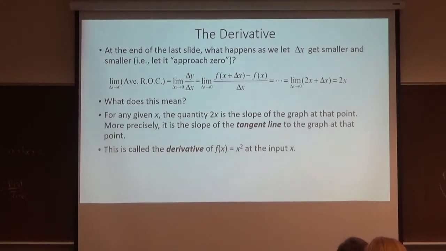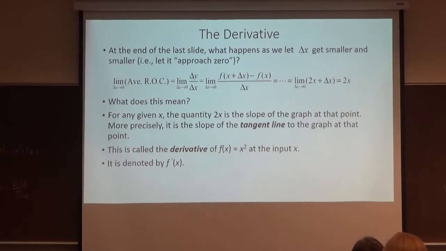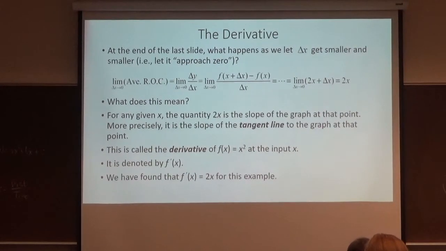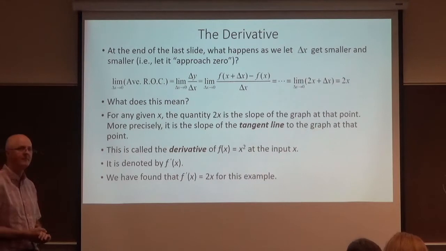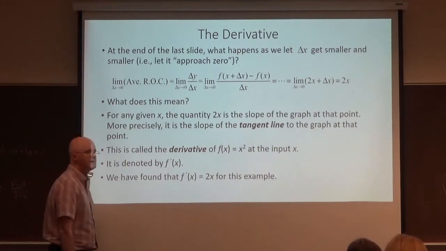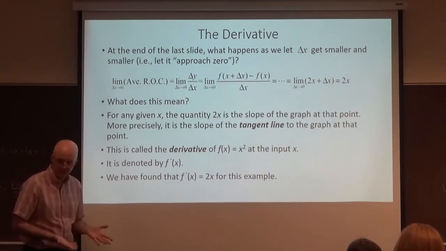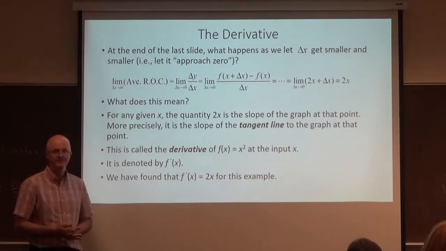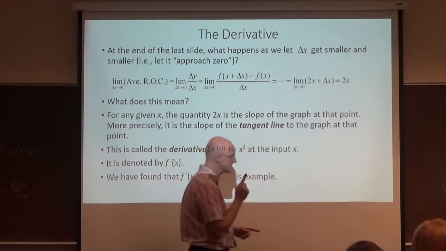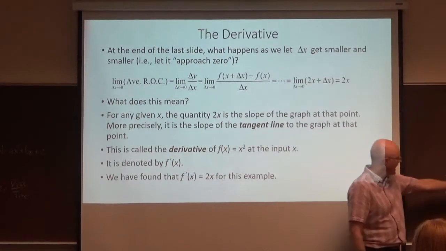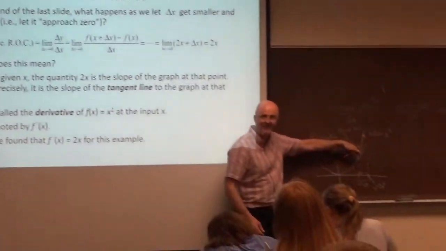This 2x is called the derivative of f of x equals x squared at the input x. It's denoted by f prime of x, and you can write f prime of x equals 2x for this example. And if x is 3, then that equals 6. And that 6 is the rate of change, the slope of the tangent. It's the rate of change of the graph of x squared at that moment in time.